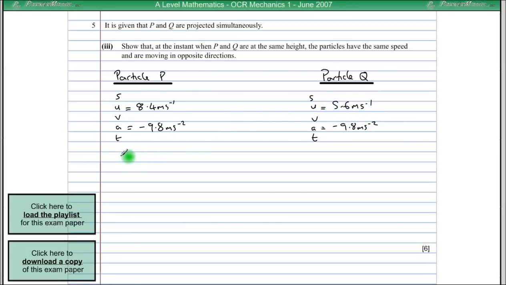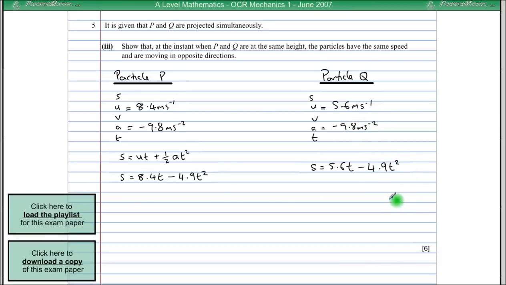Let's write an equation for S for particle P. I'm going to use ut plus half at squared. And if we substitute some numbers into this, we get 8.4t minus, well, I'm going to do the 9.8 and half it in one go here to save some time, so minus 4.9t squared. In a similar way for this particle, we'll use the same equation to start with, and we'll say that S equals ut, so 5.6t minus, again, half at squared, 4.9t squared.